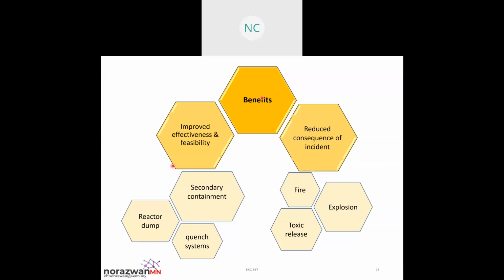So when you apply your minimization, it also improves the effectiveness and feasibility of the process. Because when you apply minimization, you actually reduce the usage of secondary containment, maybe your reactor dump, and the quench system are no longer needed, because you already minimize your material.